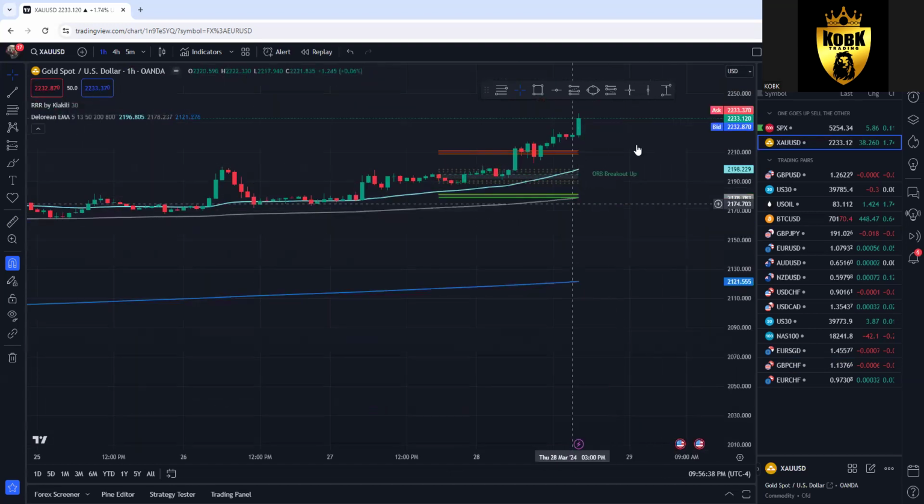We have aqua, we have price up here. We have aqua, we have gray, and then we have blue. We are looking for buys on this one as well. I'm liking what I'm seeing.